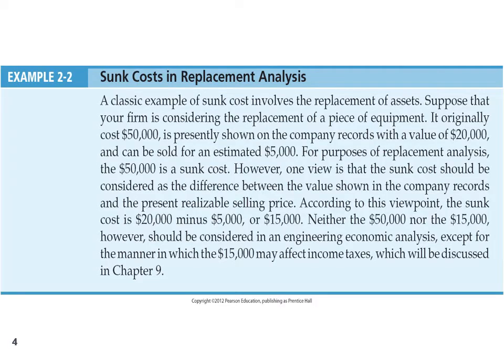Another example can be this. Suppose that your firm is considering the replacement of a piece of equipment. This equipment originally cost $50,000, but you started using it, and after some time it lost value due to depreciation and so on. So in your company records, this equipment is shown with a current value of $20,000. But if you want to sell it, it can be sold in the second-hand market for an estimated $5,000.